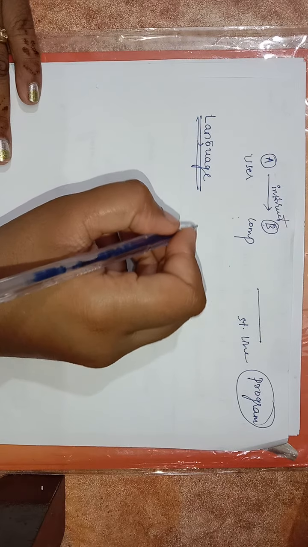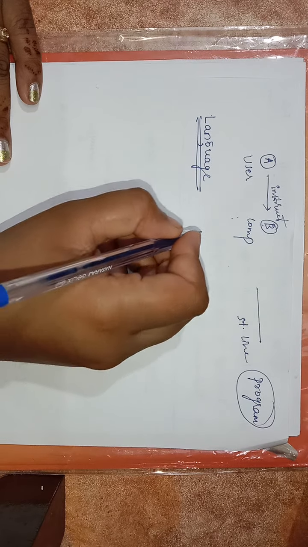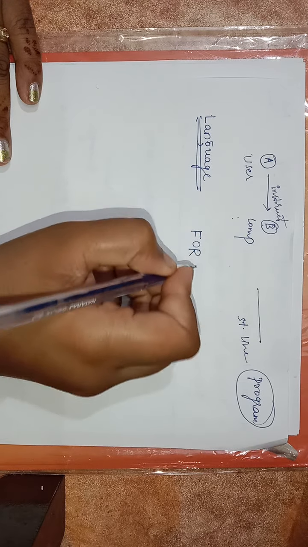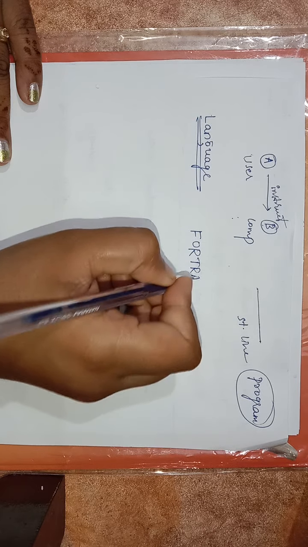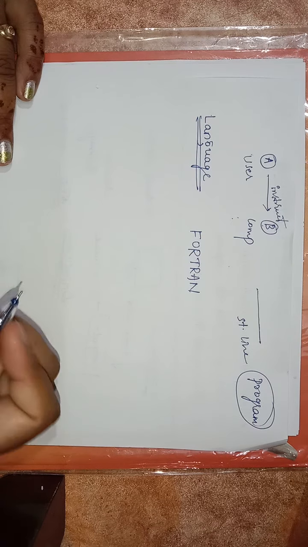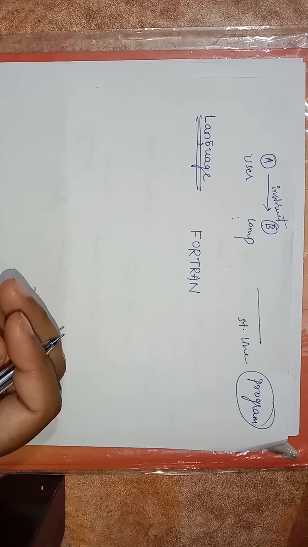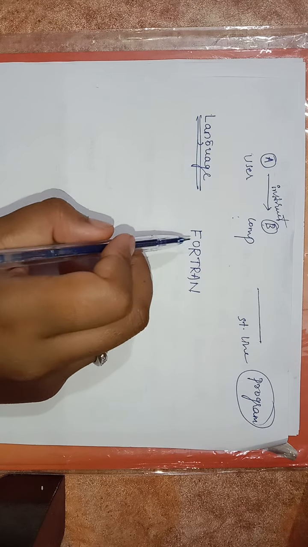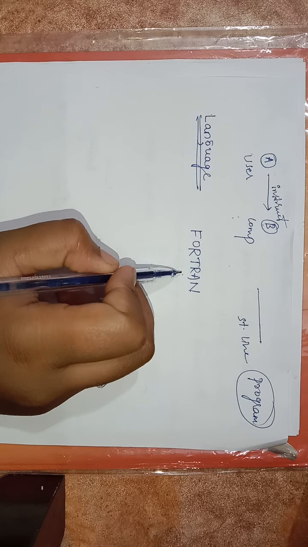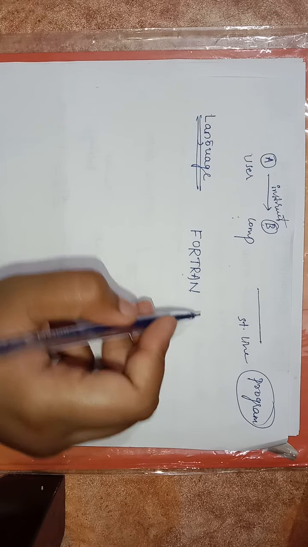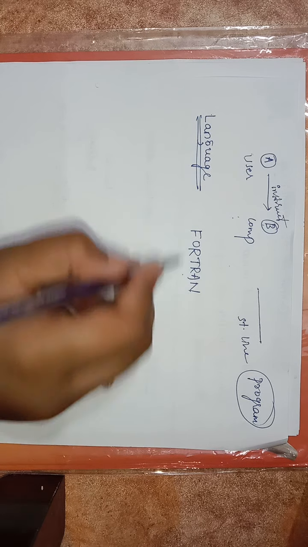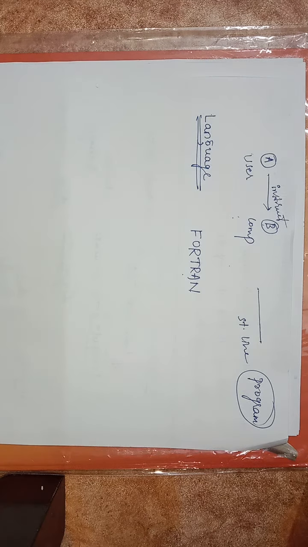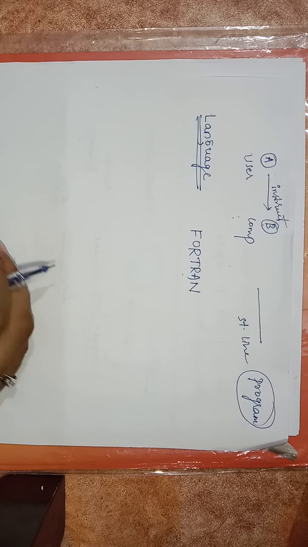For example, Fortran is there. If you go for MSc you will study it in detail, or maybe you are studying it now, CS students. Fortran is one programming language. It was developed for scientific calculations. Fortran was developed for what? Scientific calculations.